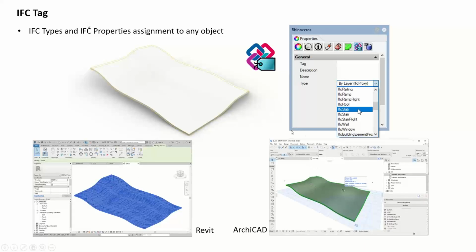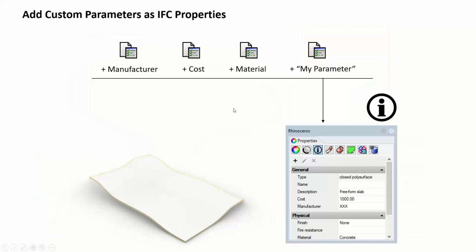In addition to that, we can add custom data to the geometry. We can create new parameters: manufacturer, cost, material, whatever, and we can feed the geometry with values for these custom parameters. All of them will be stored in the geometry and will be exported as IFC properties.